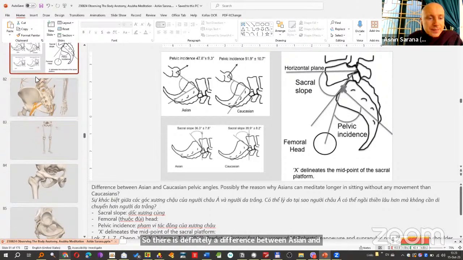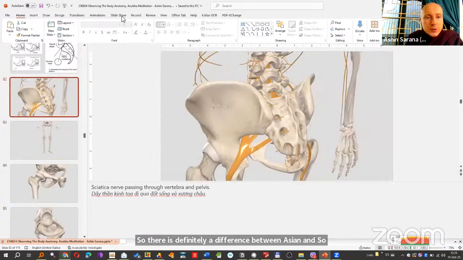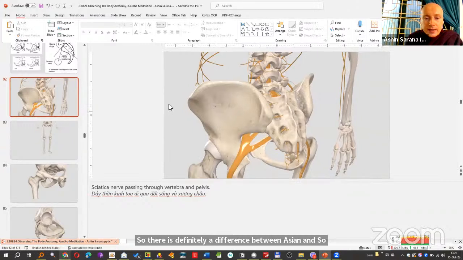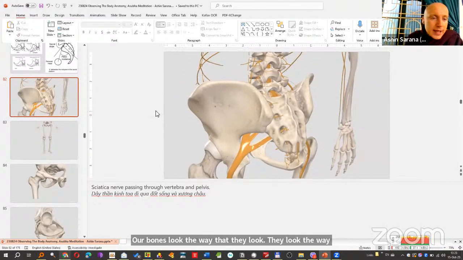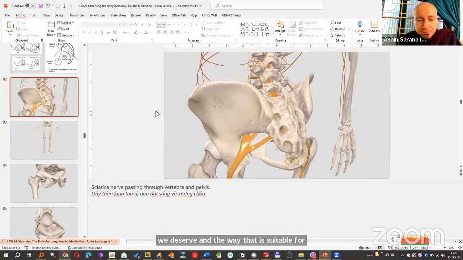So we do not really choose how our bones look. Our bones look the way that they look. They look the way we deserve and the way that is suitable for the environment where we are born and where we live. Sometimes, however, they don't. So we suffer illnesses and weaknesses and troubles and so on. So we do not really have power over this body.